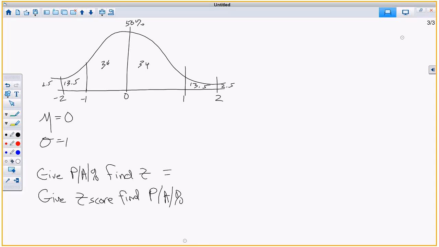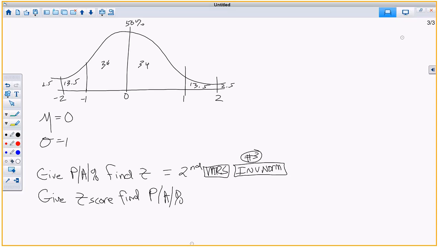Now, if they give you the probability area, you're going to use second, bars, inverse norm. Somebody give me that number that's on your calculator. Which one says inverse norm? Under second bars, which one says inverse norm? What number? 3.